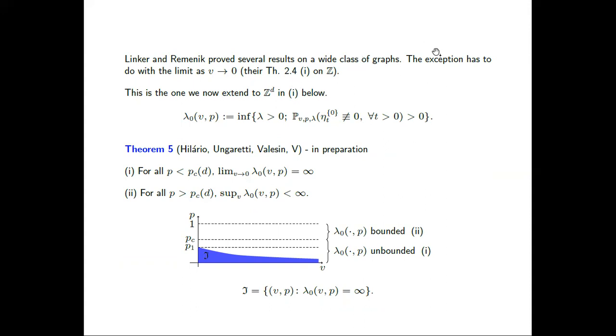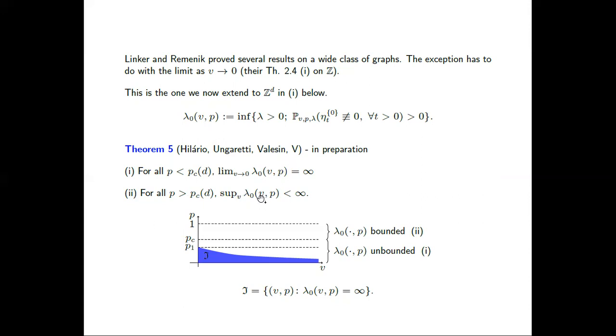To generalize what they did in one dimension to higher dimension, we proved exactly that. If p is less than p critical, as v tends to 0, the lambda critical goes to infinity. They had proven this in one dimension. So we extend to higher dimensions, with a different argument here. If p is bigger than p_c, then this stays bounded.